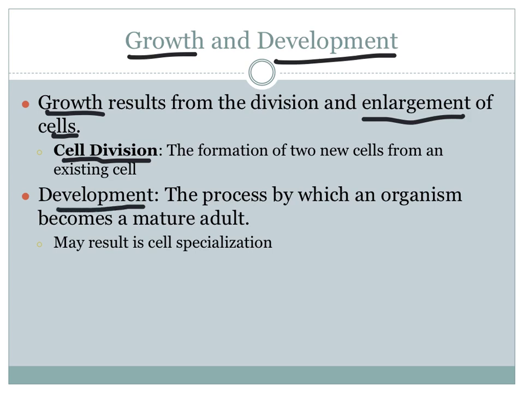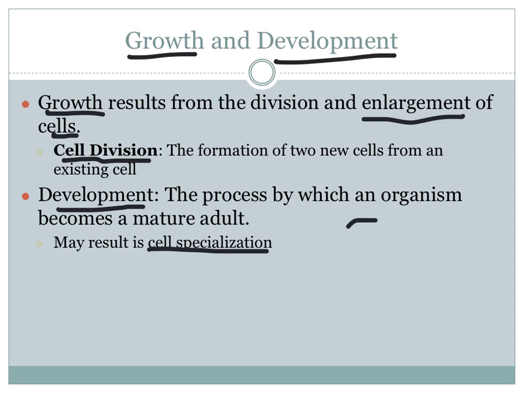Now, development is something different. Development is the process by which an organism becomes a mature adult. So in humans, this happens largely through puberty, right? We develop different characteristics as we get older. But development can also be from something called cell specialization. So I want you to imagine, while you were still developing in your mother's womb, a lot of your cells were not specialized. They did not do specific jobs.